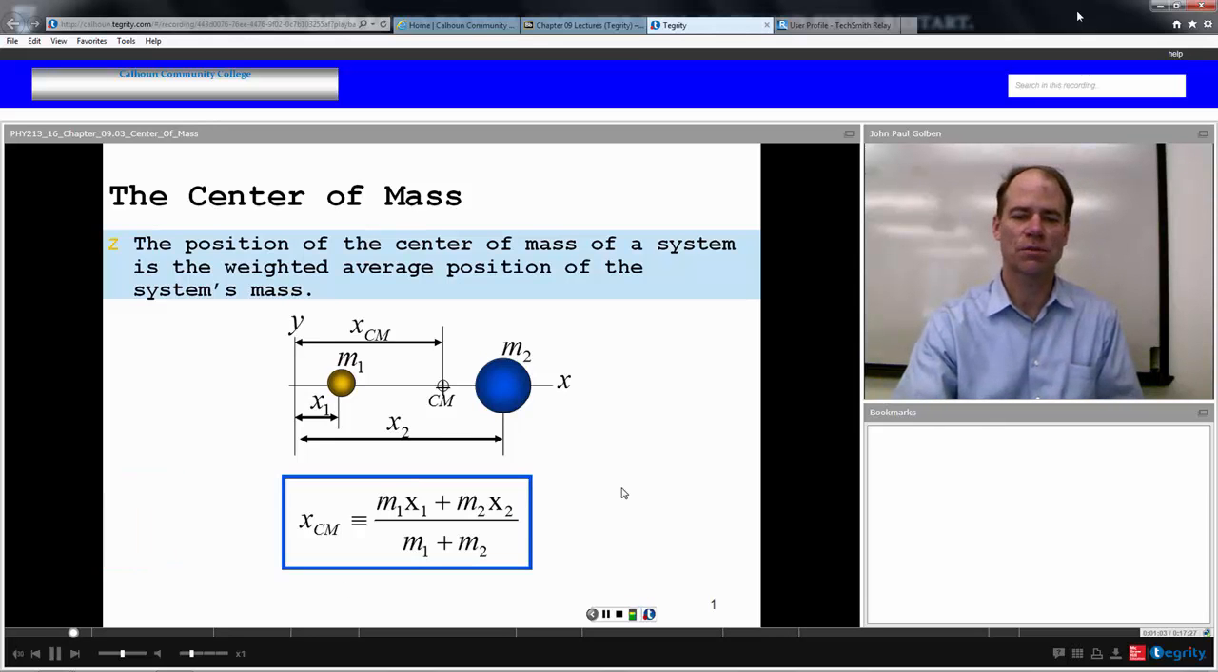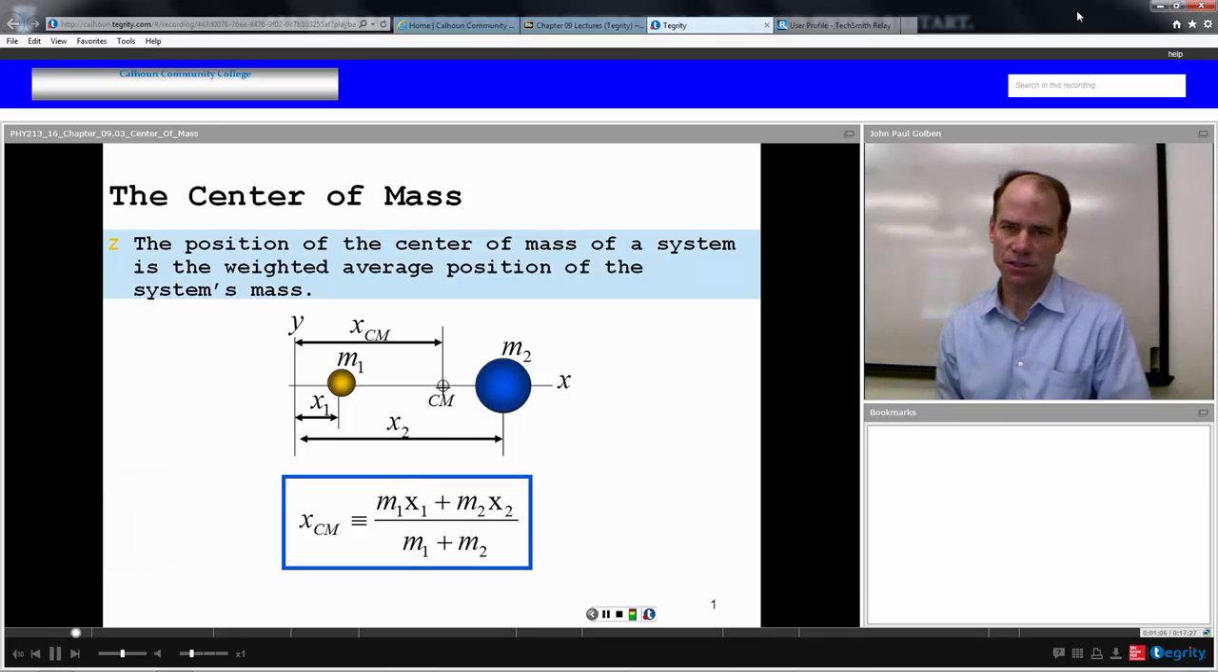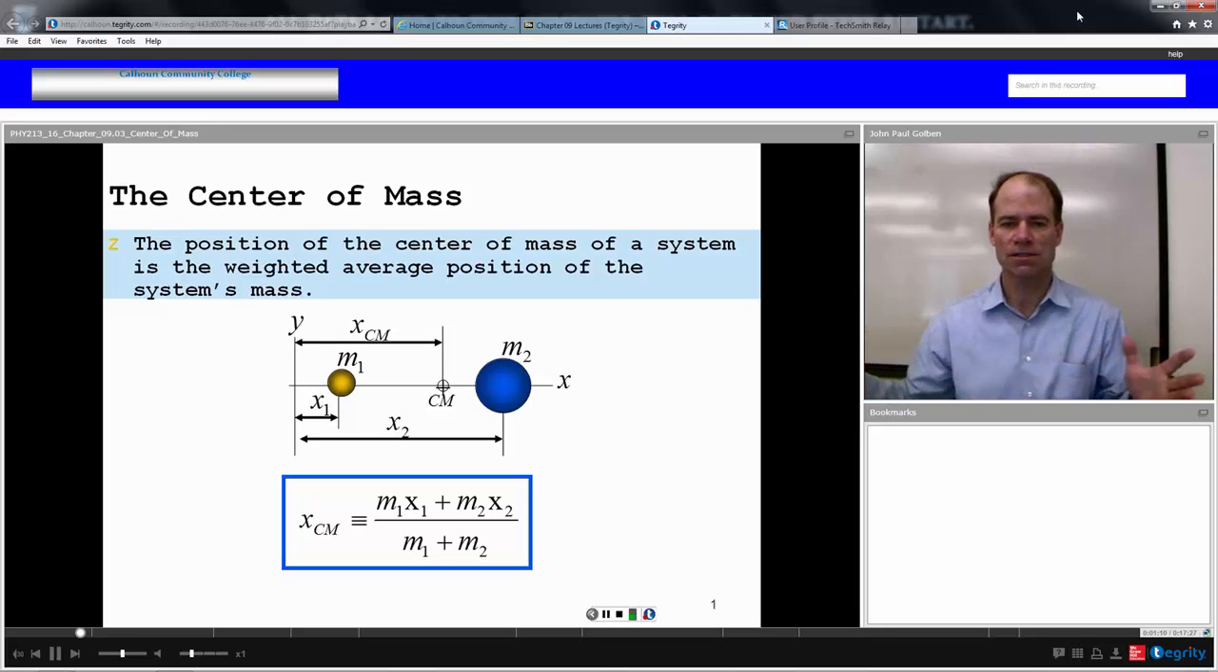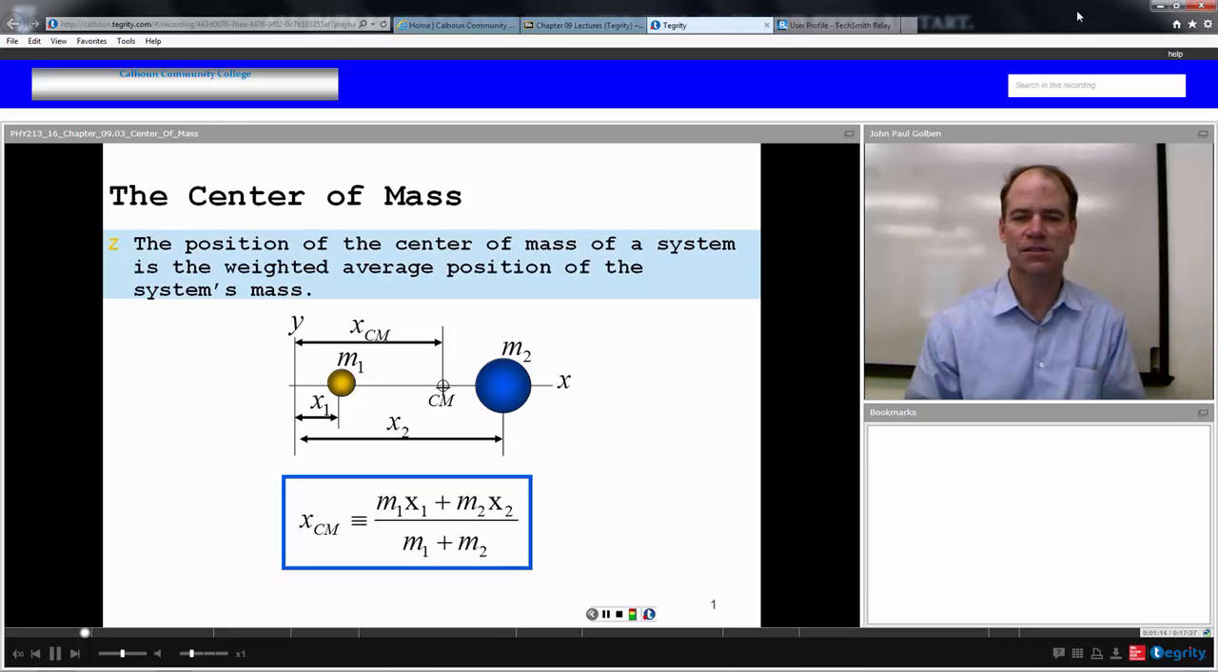Now, in using this formula, these positions could be positive or negative. We're anywhere on this Cartesian coordinate system, and the values of x could be positive or negative. That's fine. We're just trying to find the location on this coordinate system of the center of mass.